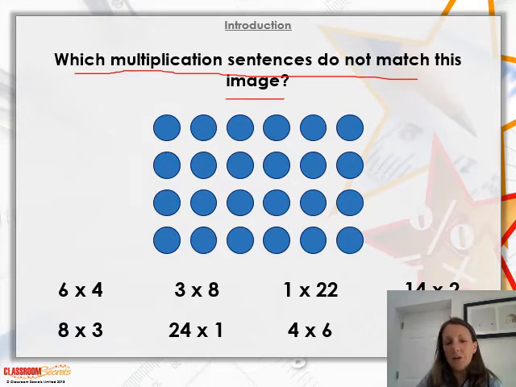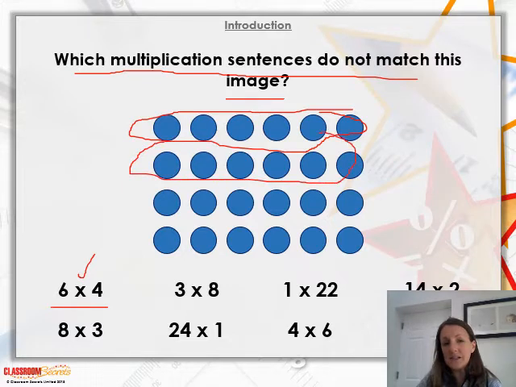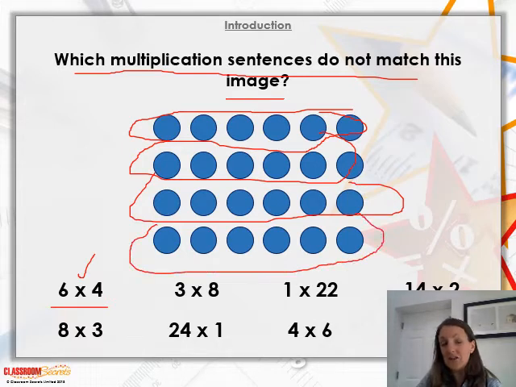For example, I know that 6 times 4 here, this one, does that match the image? Well, it does, because I've got one group of 6, another group of 6, two groups of 6, a third group of 6, and here I have a fourth group of 6. Does that match the image? Yes, it does. I would like you to pause the video and see which ones you think do not match the image.